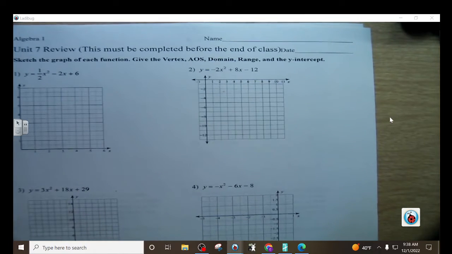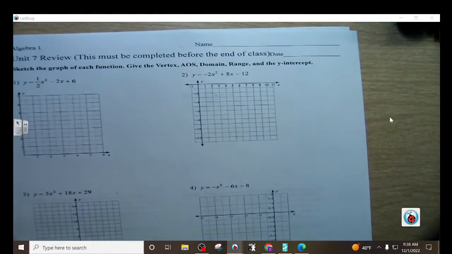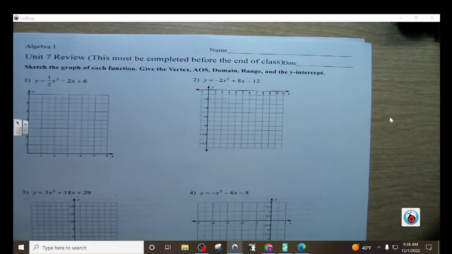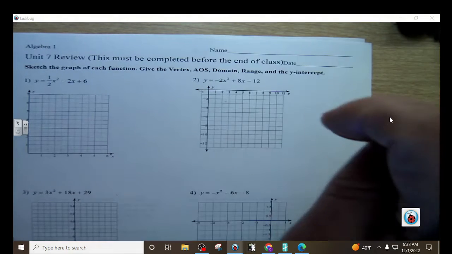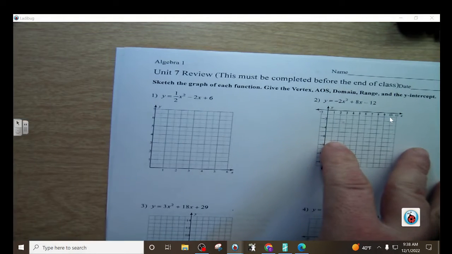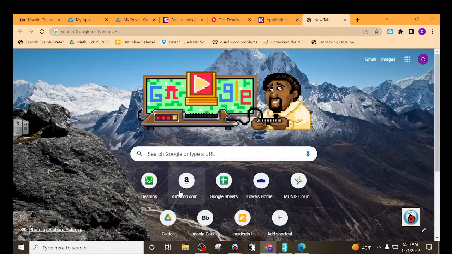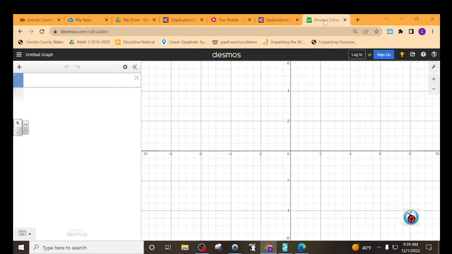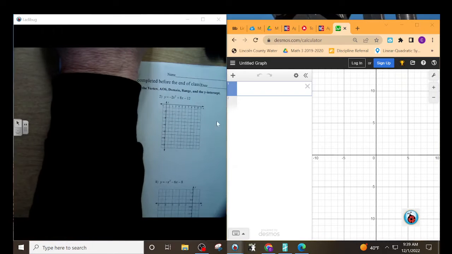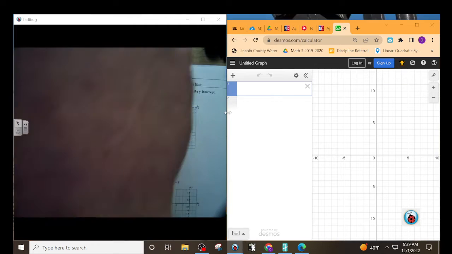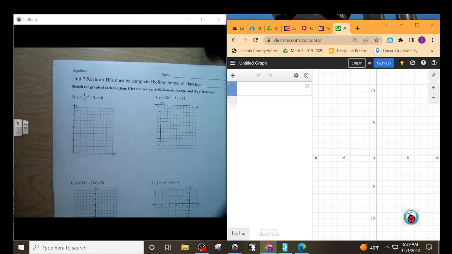All right. So, guys, with the graphing part, you can use Desmos on it. Okay. I'll just do the one with the fraction for you. So if I pull up Desmos. All right, so I'm going to type my equation in. Now, like I said, I'm doing number one.